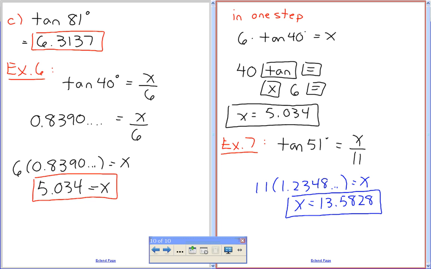Okay, probably the difference is this. If you rounded for this, or if you use the entire number, like 1.2348 and the 58 digits, and times by 11 versus just rounding here, that's probably the difference. Okay, I'm not too concerned over that right now.